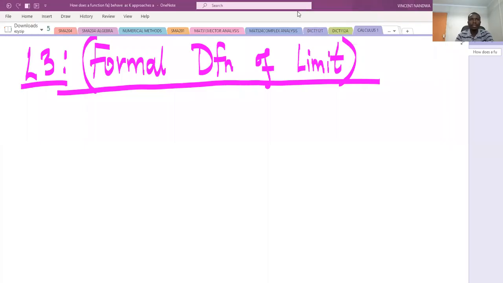So welcome to this class. In this session, we are going to give the formal definition of a limit and then prove some limits using this definition. So let's start with the definition.